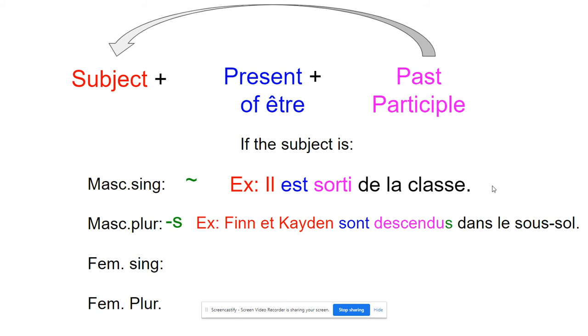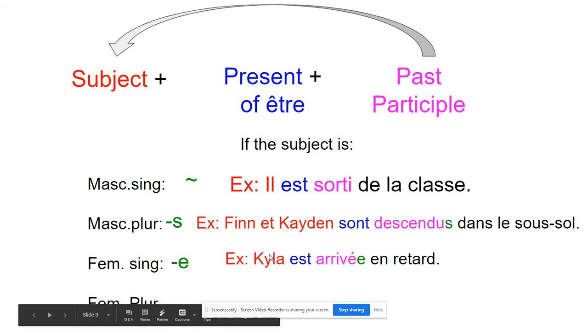Okay? If my subject is feminine singular, well, think about how we normally make something feminine. That's right, we add an E to our past participle. So, example here, Kyla est arrivée en retard. So Kyla is my subject, and we could replace Kyla with elle, singular.